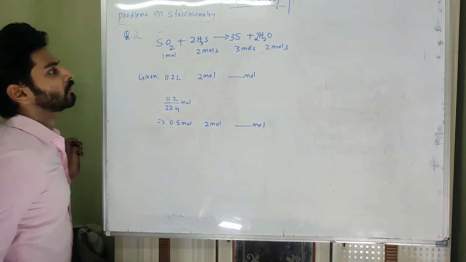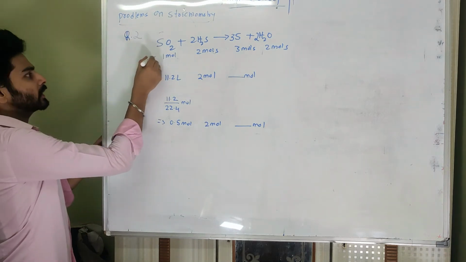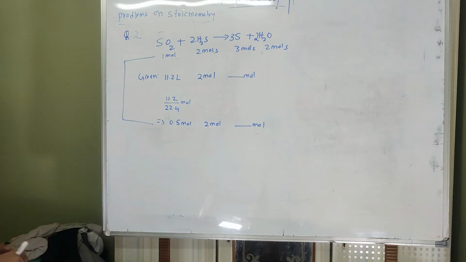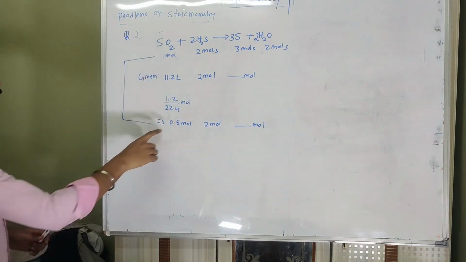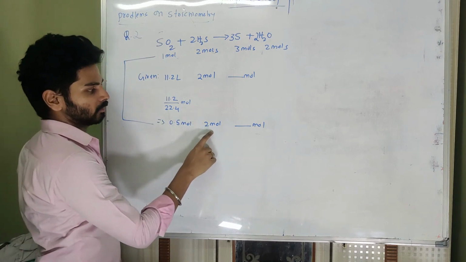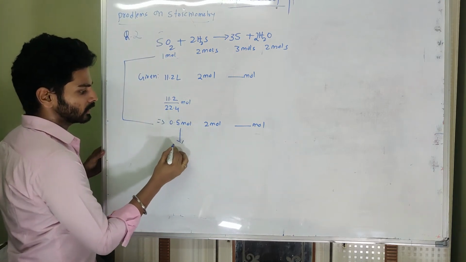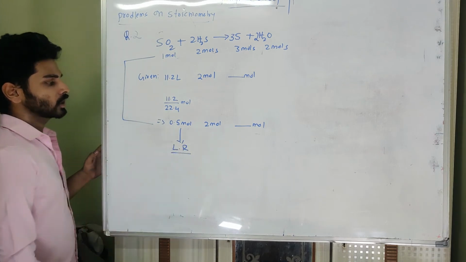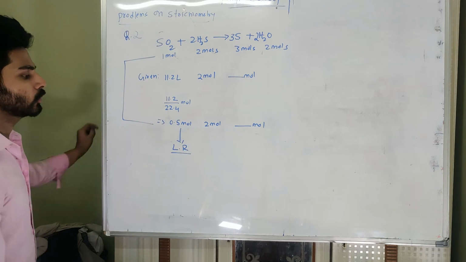So find out the limiting reagent. For finding the limiting reagent we have to compare these two. 1 mole needs 2 moles, that means double. So 0.5 moles need 1 mole, but given is 2 moles, which is already given in excess quantity. So SO2 is the limiting reagent here. 0.5 mole needs only 1 mole, but 2 moles are given.